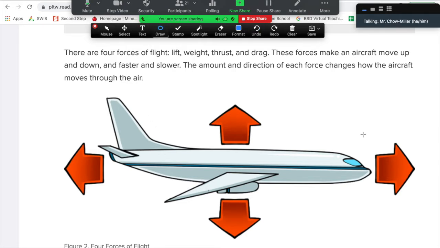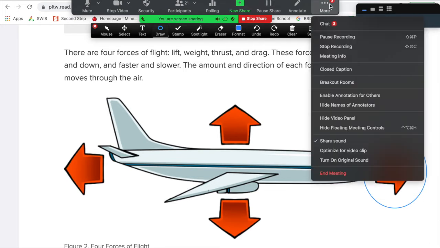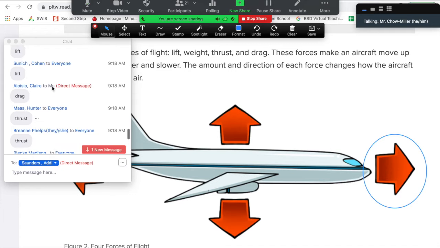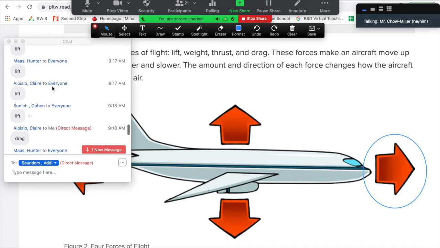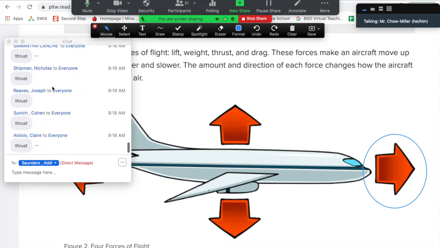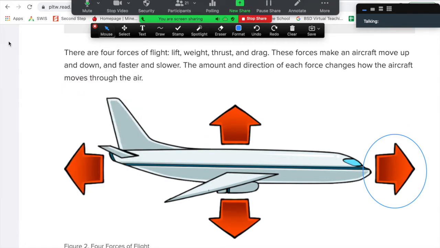Look at the way the airplane's going. What about this arrow? We already got lift, so is this weight, thrust, or drag going forward? Weight, thrust, or drag? And I'm seeing a lot of people. Claire said drag, and everybody else said thrust. Claire, can you tell us why you thought drag might be what's going on here with the circle that I made?